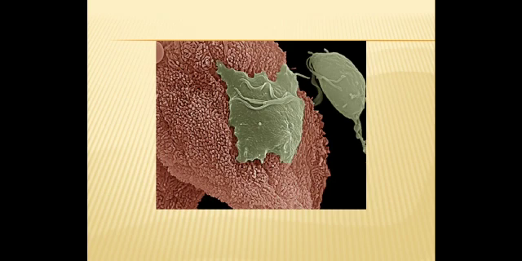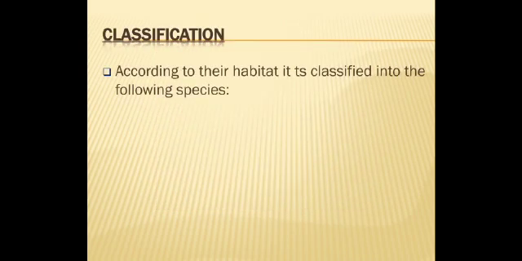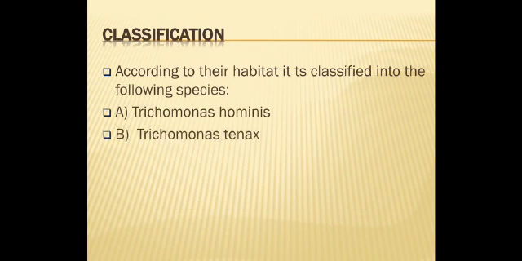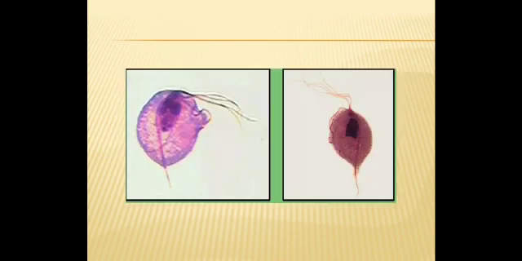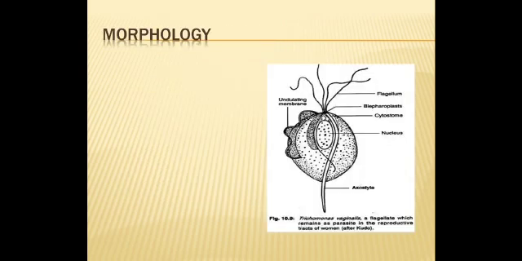This is how the electron microscopic picture of the trophozoite of Trichomonas vaginalis is seen. According to the habitat, they can be Trichomonas hominis, which is in the intestine, Trichomonas tenax, also in the intestine, and Trichomonas vaginalis, which is in the vagina, the genital flagellate. Now coming to Trichomonas vaginalis. You can see here it is a pear-shaped trophozoite with 4 to 5 free flagellae, a tuft of flagellae at one end. This is how it will look.